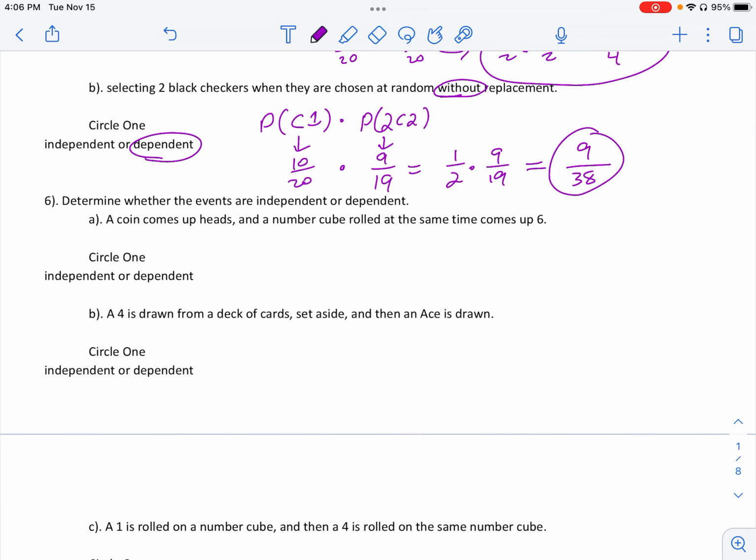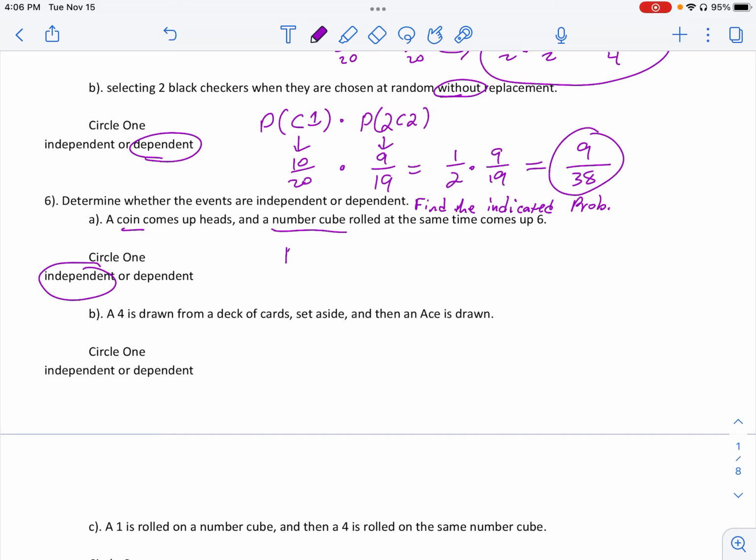6. Determine if they're independent or dependent. Oh, and then we're going to find the answer too. I should add that on here. Find the indicated probability. A coin comes up heads, and then a number cube, a dice, is rolled at the same time. You're doing this at the same time, and it comes up 6. Does the coin have any influence on the dice? No. So this is independent.